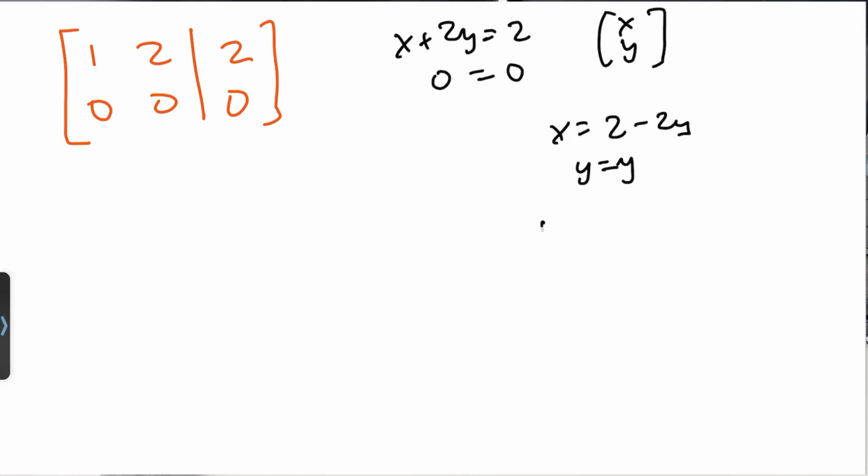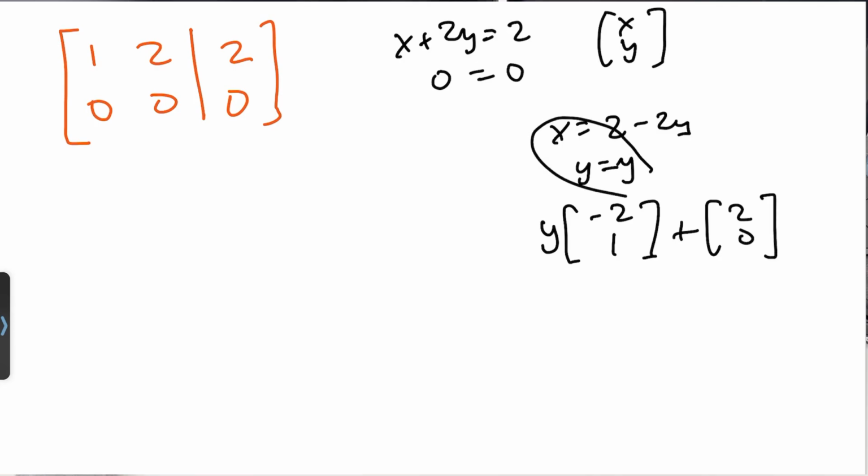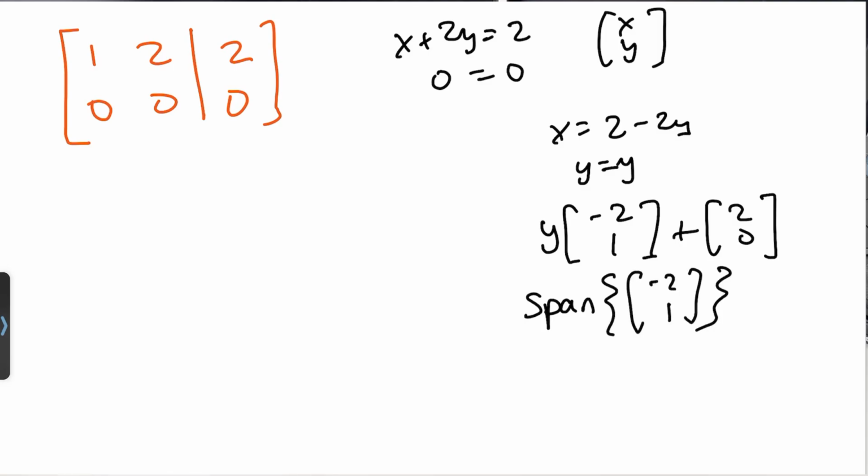Now we can rewrite this as y times -2 and 1, since we have y's in both of these, plus just constants. And what we notice about these equations is that x is dependent on y, because there's a y in the x. So that means this is linearly dependent. I can write this as the span of -2, 1, which I'll get into in a little bit. For now, I want to rewrite this top matrix as x times 0, 1 plus y times 2, 0.